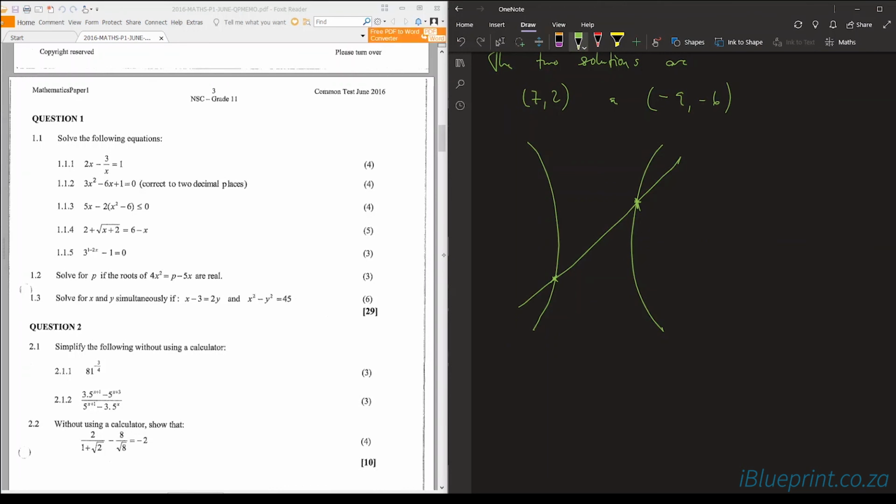Right, so that's question 1 done. That's 29 marks out of 100. You just need another 21 marks to get a 50%. This paper is not actually too bad so long as you look out for all the tricks. Moving forward to question 2.